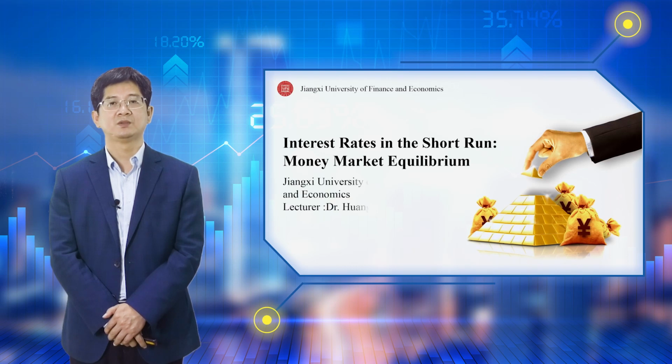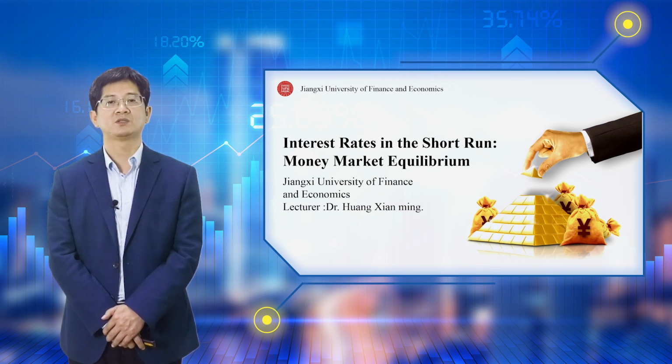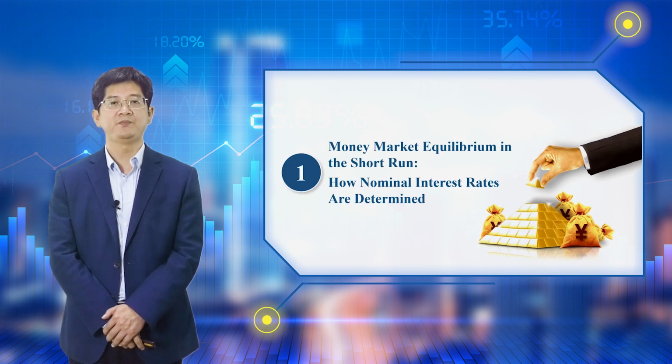Then we will discuss 4.2, interest rates in the short run: money market equilibrium. In the last chapter, we developed a theory of the long-run exchange rate, the monetary approach, which can be used to forecast the future exchange rate. That leaves us with just one unanswered question: how are current interest rates determined? Let's look at 4.2.1, money market equilibrium in the short run: how nominal interest rates are determined.